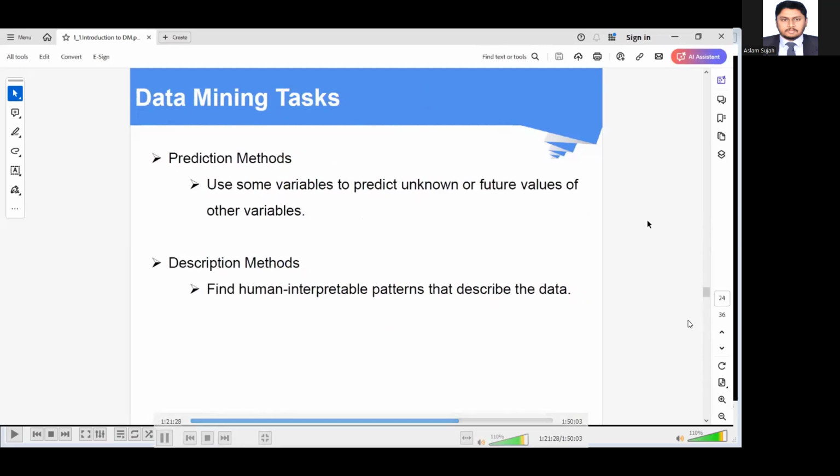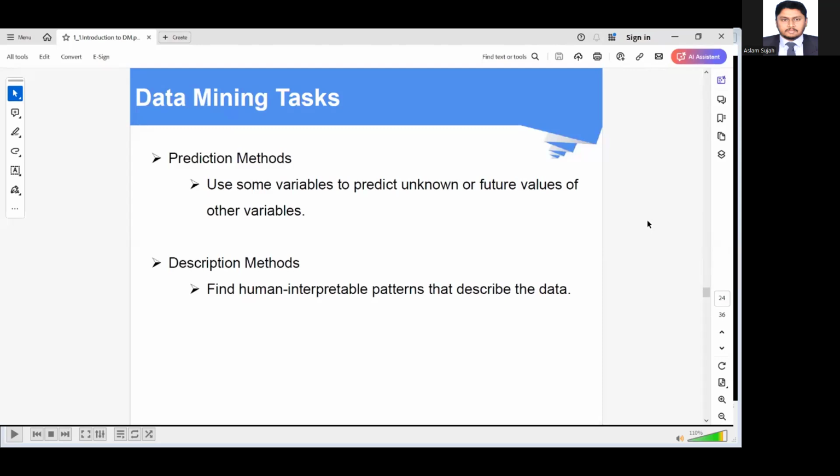Okay, data mining tasks. What are the different data mining tasks? So you are predicting something, right? Predicting means you are predicting the temperature, or maybe you are predicting the income, or maybe the prices of some product. Depending on the demand and supply, you can predict the prices, right?